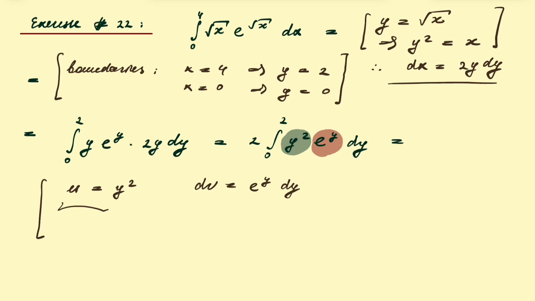Now we have u is equal to y squared, then du is 2 times y dy. Now dv we took as e to the y dy. Basically its antiderivative will be just e to the y.